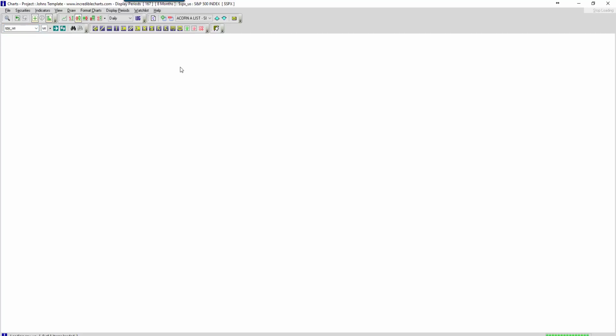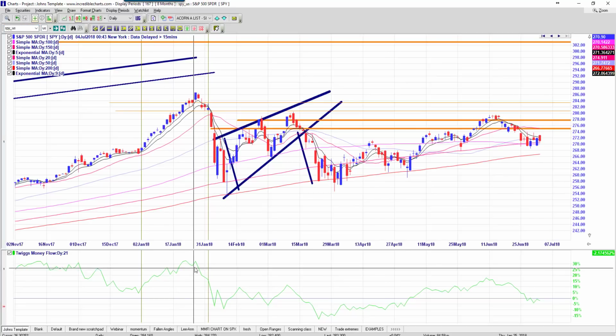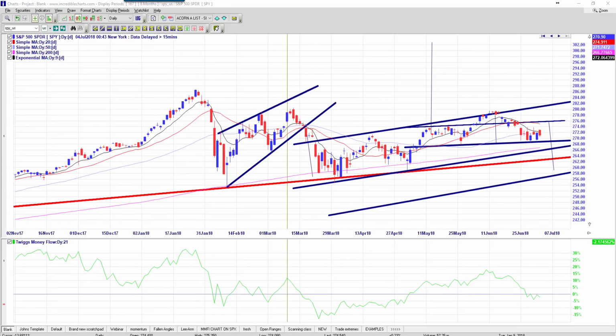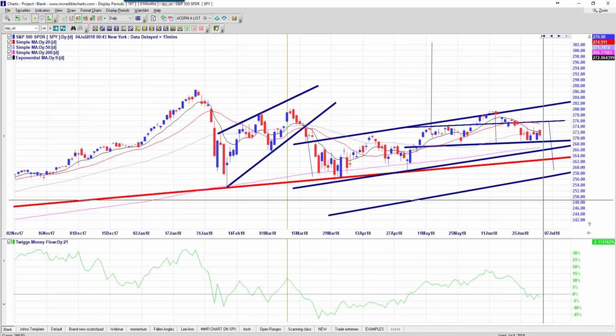On the SPY, basically, that would relate to a similar level that we'd be looking at: 260, yeah, 260 to 261.